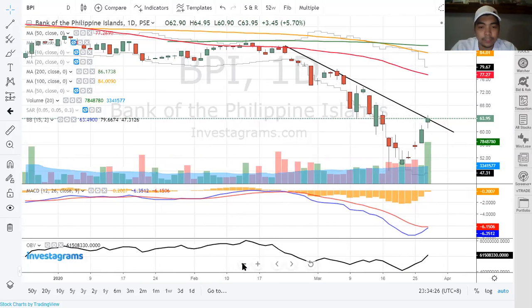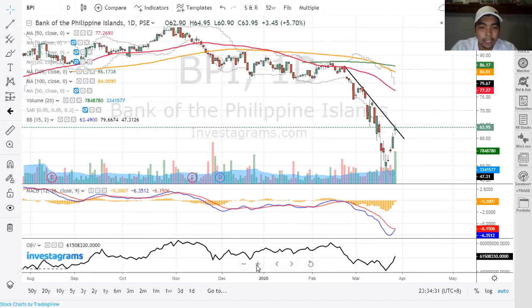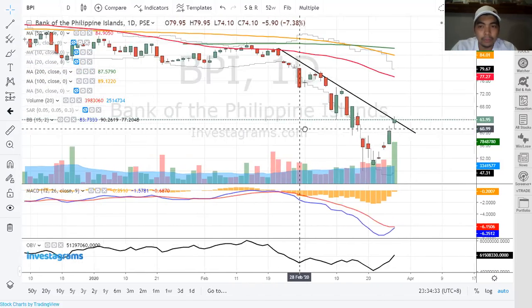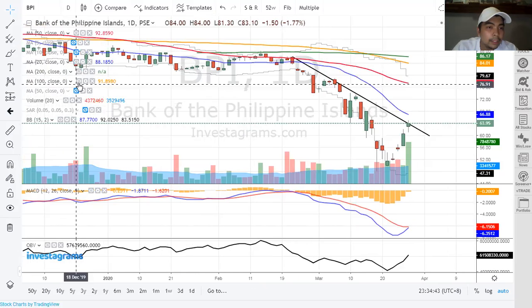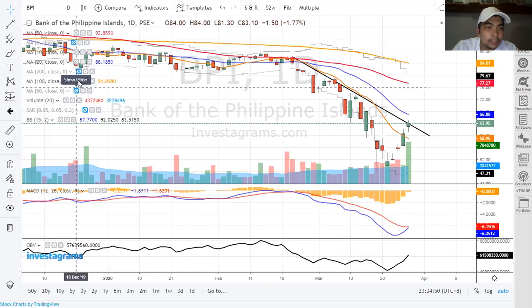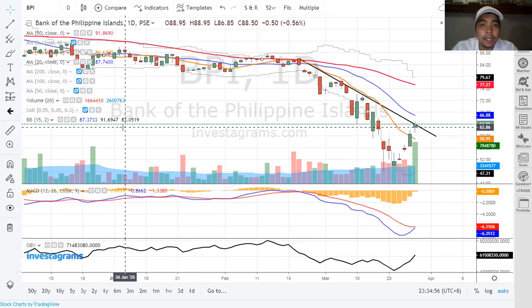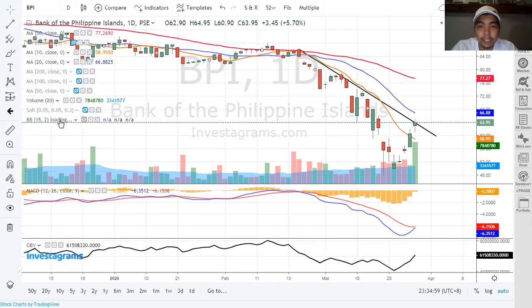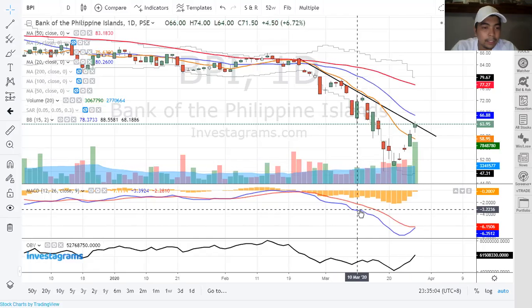But since most of the stocks now are on a downtrend or in a reversal position, as you can see here, I will be using a closer moving average. So for this one, I'll be using a 20-day and a 10-day moving average. Medyo pinalapit lang natin. Also, I'm using Bollinger Bands, which you can see with this one, yung mga linya na yan. And the volume, of course, and the MACD, and the OBV.